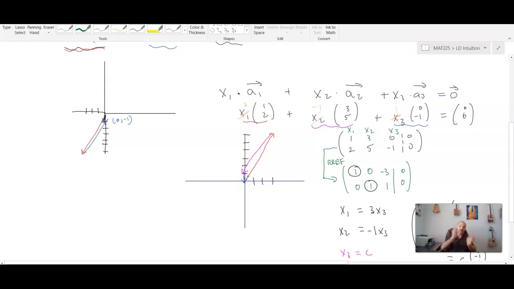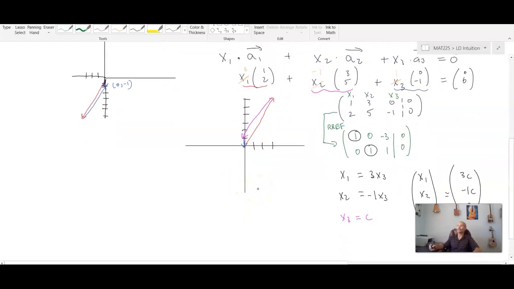So basically, one interpretation is, can we generate one vector out of the other two? And the other interpretation is, can we combine those three vectors to get back to the origin? If the answer is yes for one of these, the answer will be yes for the other. And that means that these vectors are, again, linearly dependent.